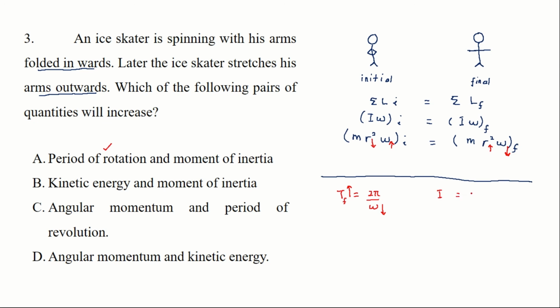So I equals m r squared for the initial moment of inertia. For final, we know that R increases, so I will increase because I final is directly proportional to R. So the answer should be A.